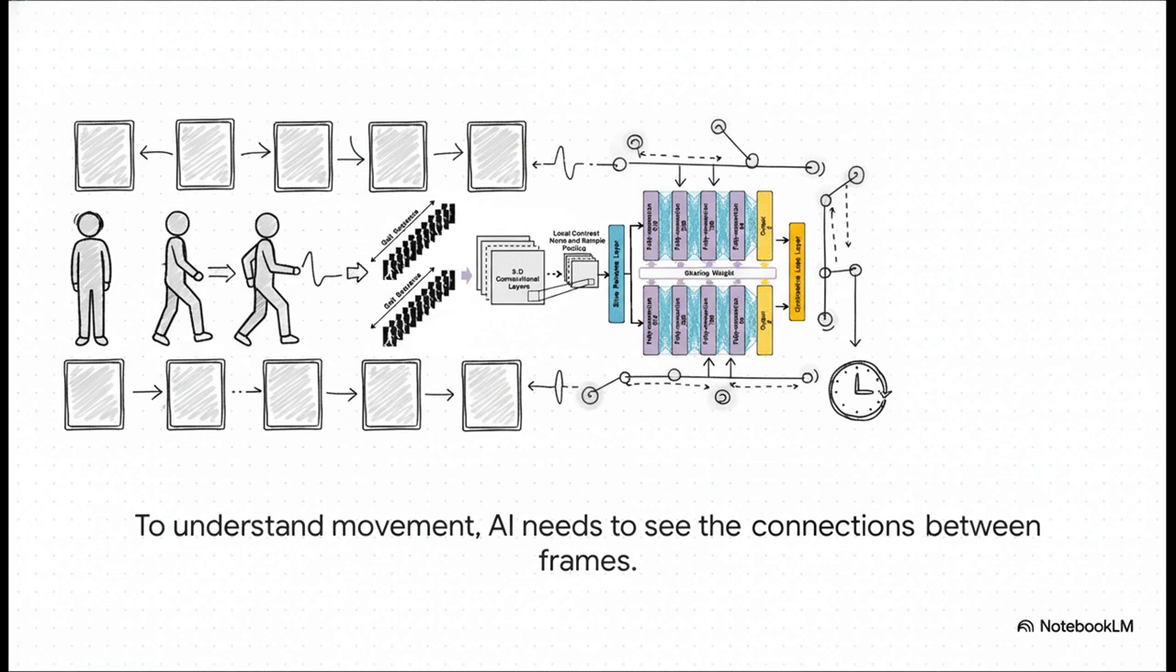And this right here, this is the whole problem in a nutshell. A normal AI looks at this and just sees a bunch of separate, disconnected pictures. It sees the what, but it totally misses the how. It misses the movement, the flow, the actual action of walking. To really get what's going on, the AI can't just see the frames. It has to see the connections between them. It needs to see time.